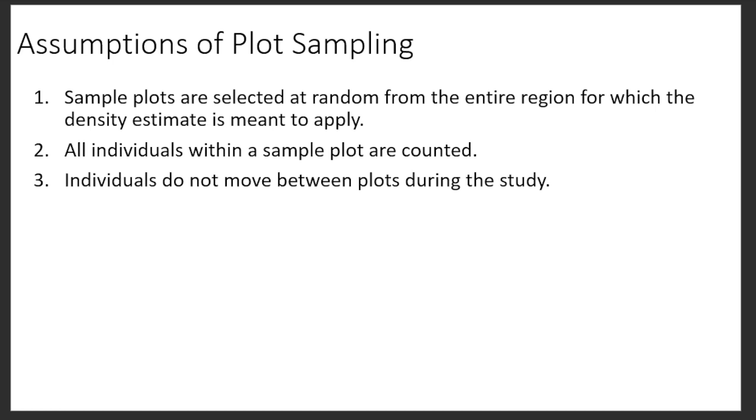So there are some assumptions you make when plot sampling. The first one is that sample plots are selected at random from the entire region for which the density estimate is meant to apply. Number 2 is that all individuals within the sample plot are counted. And number 3 is that individuals do not move between plots during the study.